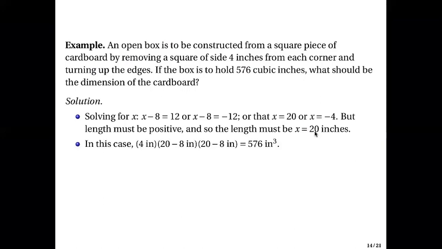So in this case, you will have the dimensions of the box: 4 inches, 20 minus 8, 20 minus 8. So you will have 4 by 12 by 12. And if you multiply that, you will get 576 cubic inches. So the dimension of the cardboard is 20 inches.